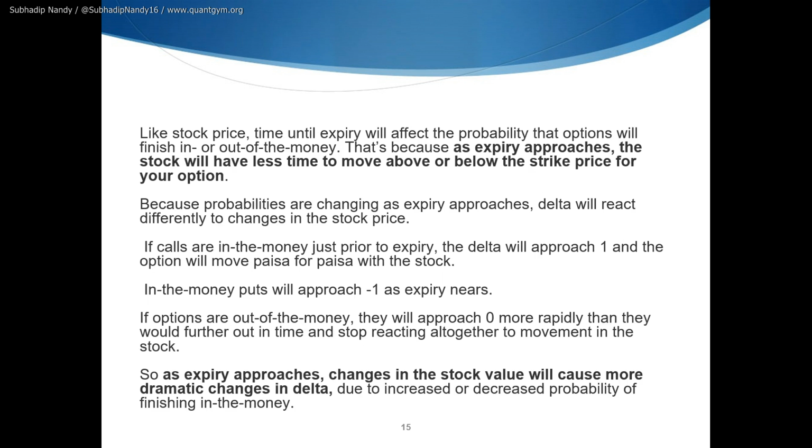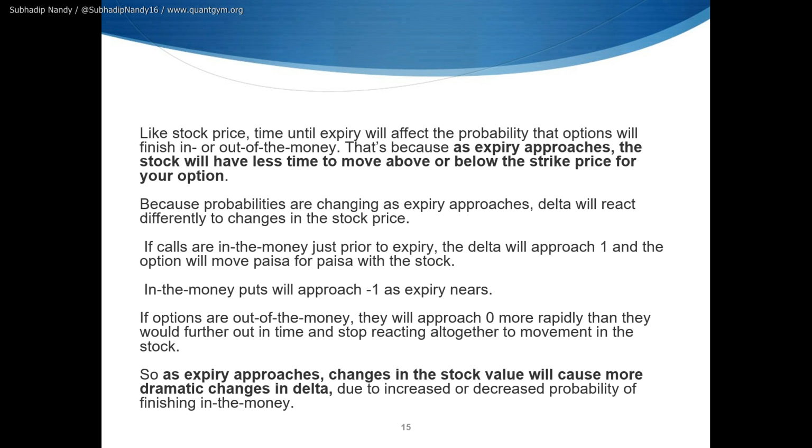Like stock price, time until expiry will affect the probability that options will finish in or out of the money. That's because as expiry approaches, the stock will have less time to move above or below the strike price of your option. Because probabilities are changing as expiry approaches, delta will react differently to changes in the stock price. If calls are in the money just prior to expiry, the delta will approach 1 and the option will move paisa per paisa with the stock.